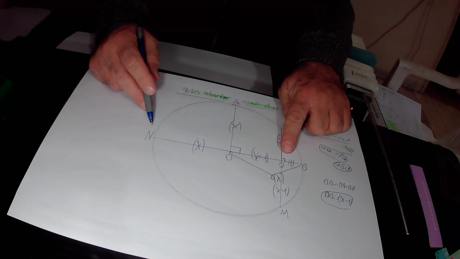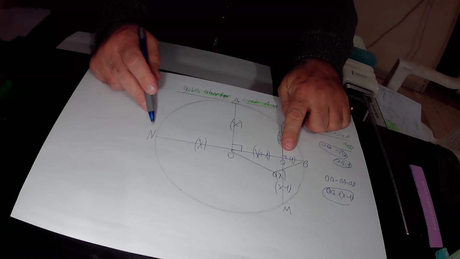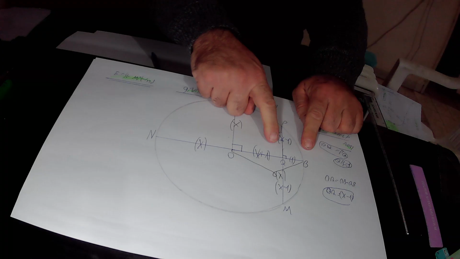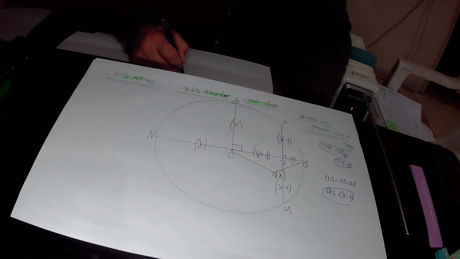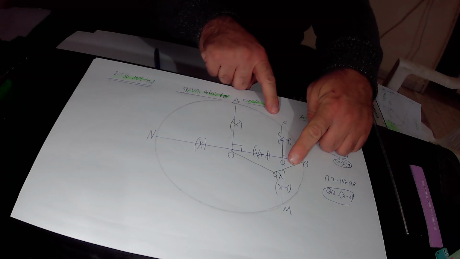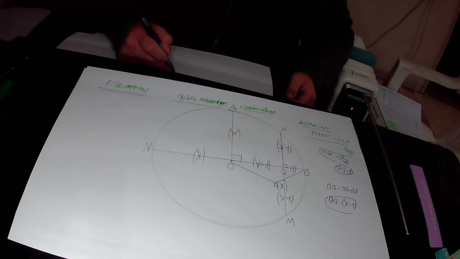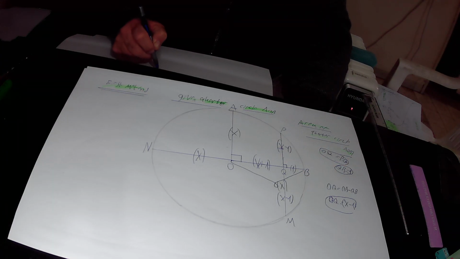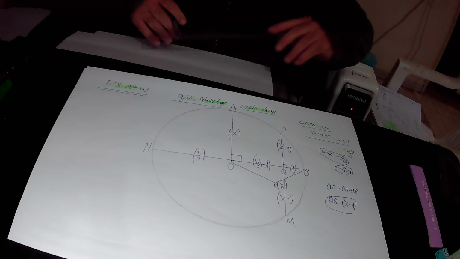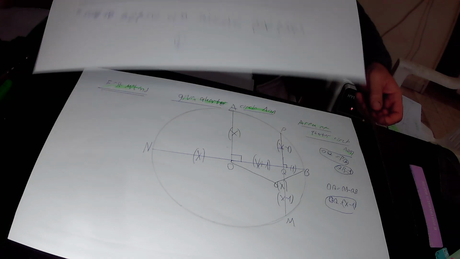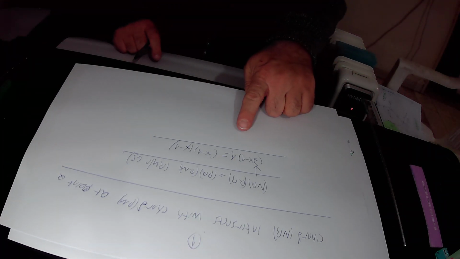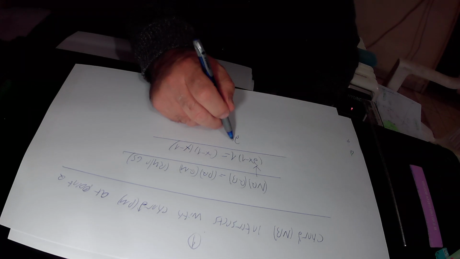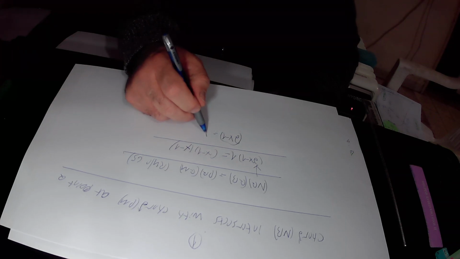NQ equals x plus x minus 1, that is 2x minus 1, times QB. QB equals 1, and this equals PQ times QM. PQ is x minus 1, and QM is also x minus 1. So in total, we found that 2x minus 1 times 1 equals x minus 1 times x minus 1. So it is 2x minus 1 equals x minus 1 squared.